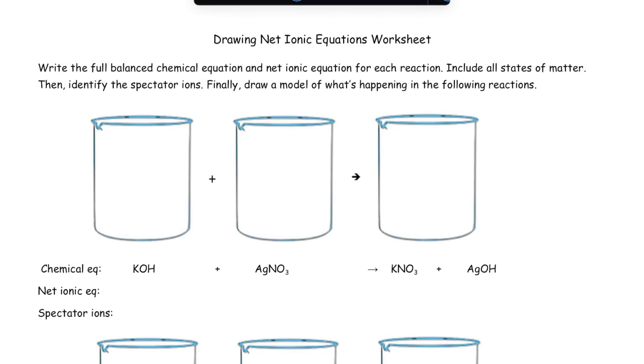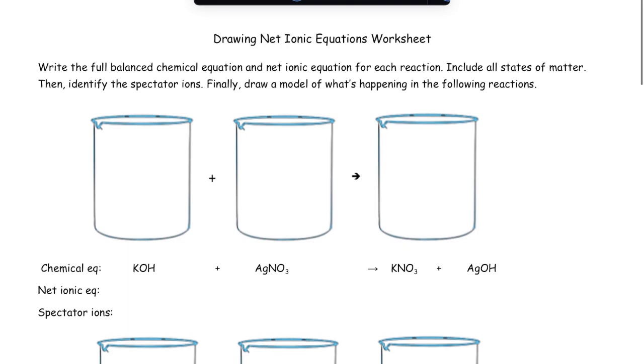Today we are going to revisit net ionic equations, and we're going to learn how to draw what's happening during an ionic reaction. So the first thing we want to do is we've got our chemical equation here, and what we have is potassium hydroxide reacting with silver nitrate, and that produces potassium nitrate and silver hydroxide. So we already have the equation, and this one just happens to already be balanced. So we don't need to do any of that, but now we need to include the states of matter.